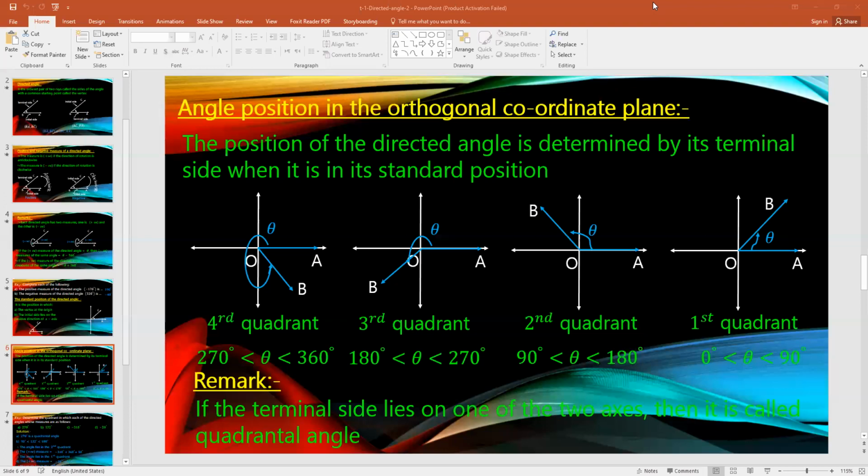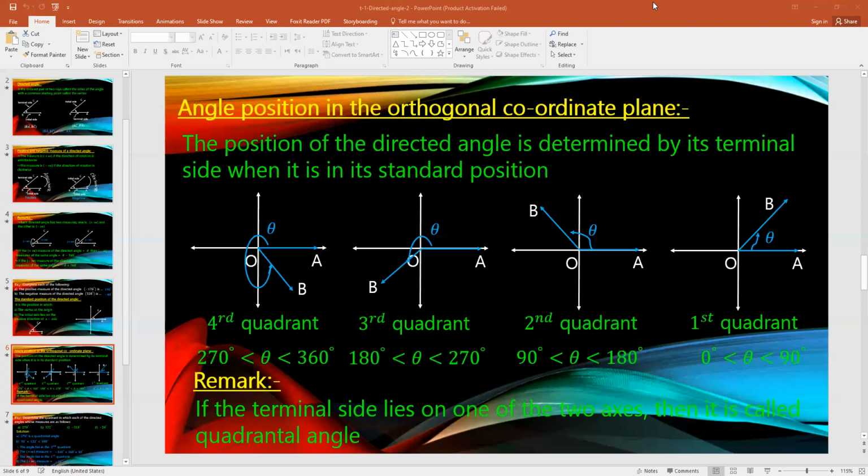Here, the angle position in the orthogonal coordinate plane. What is the meaning of standard position? Again, if this angle's vertex is on the origin point and the initial side lies on the positive direction of the x-axis, then this angle theta is in the standard position. Why? Because the vertex is the origin point and the initial side lies on the positive direction of the x-axis. Then if this angle is in the first quadrant, its measure is more than 0 and less than 90.